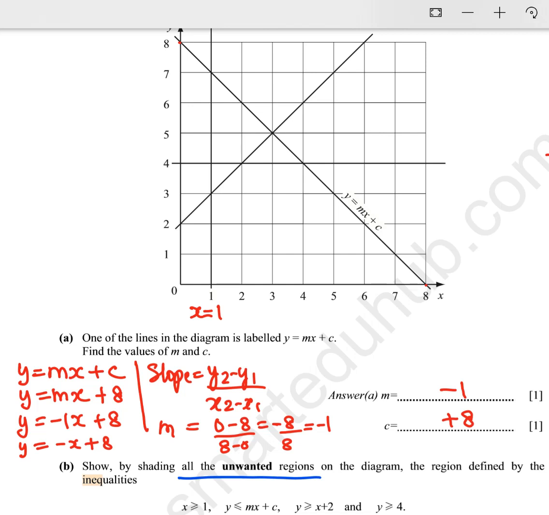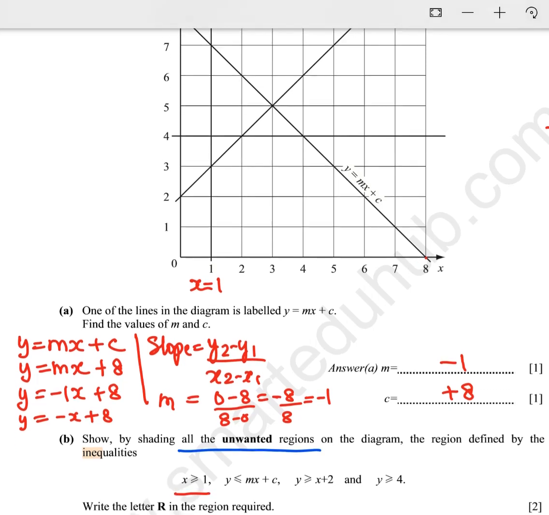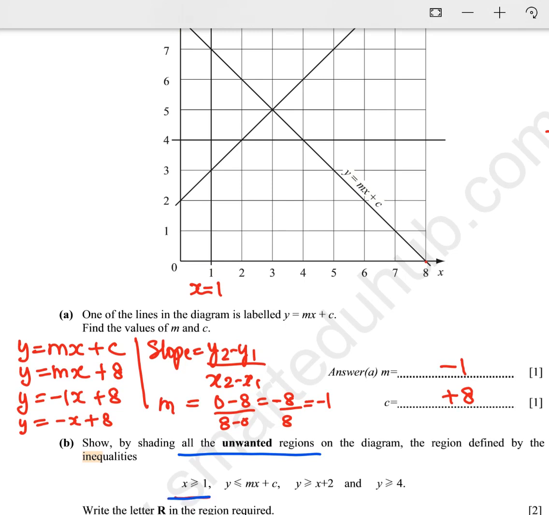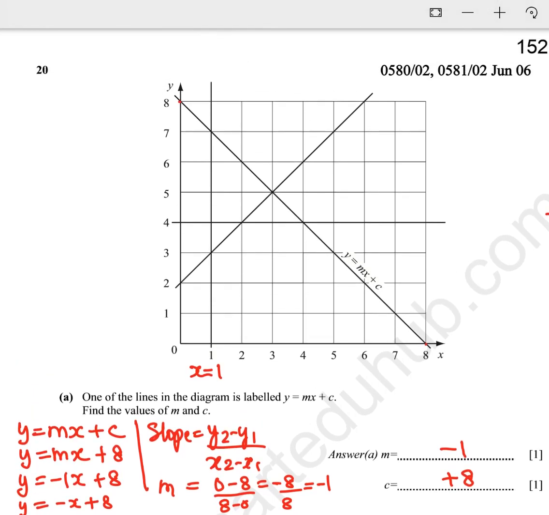So unwanted region means the region where the answer isn't present. So I'm going to shade the regions that are exactly opposite of the inequalities. If this tells me x is greater than or equal to 1, I am going to shade the unwanted region, meaning the region in which the answer isn't present. That means the answer region will be blank, and that's where I'm going to write R in the answer region. So everything that is unwanted will be shaded. So here I'm going to shade everything that is x less than 1. So I'm going to shade everything to the left of 1.